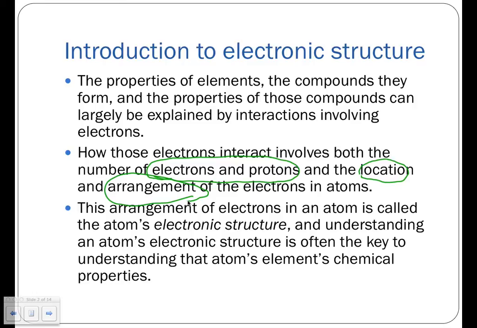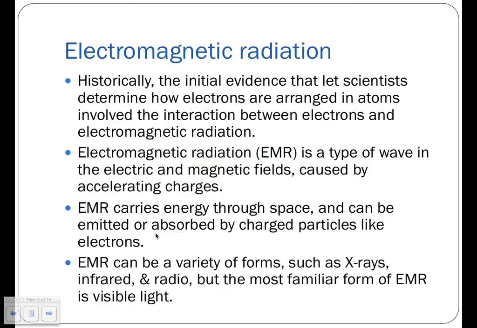And so we really need to figure out how this electronic structure works in order to be able to predict properties, to predict how atoms will react together to form compounds, and then how compounds will interact with each other. The term that's used for this particular arrangement of electrons is the electronic structure, which is the key name of what we're looking at in the standard here. And so the more we understand about an atom's electronic structure, the more we can understand about the properties it's going to have.